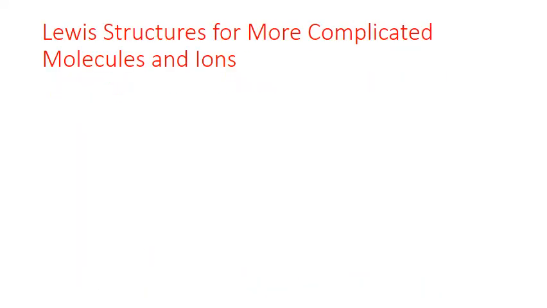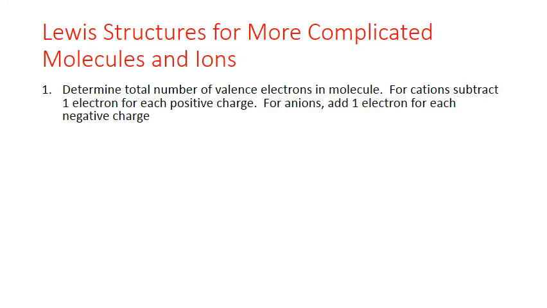For more complicated molecules and ions, it will be easier to follow a step-by-step procedure to figure out the Lewis structure. So I'll go over the steps here, and then we'll do some examples. The first one is to determine the total number of valence electrons in the molecule. This means figuring out how many valence electrons each atom brings to the molecule and adding them together.